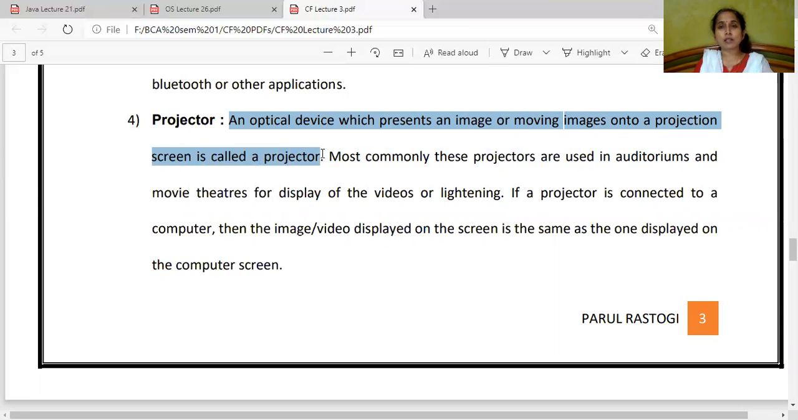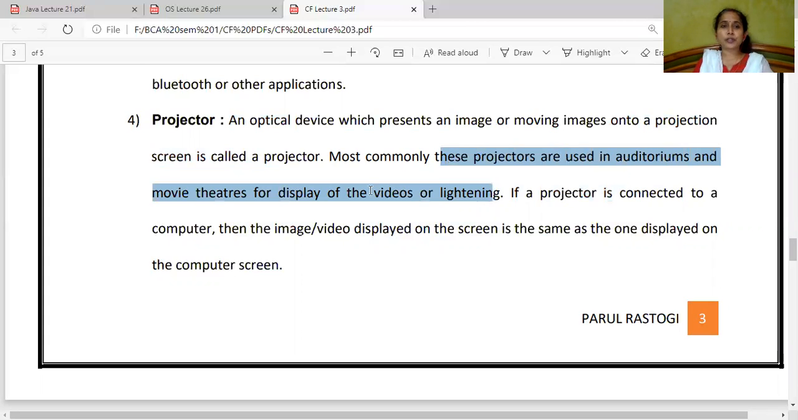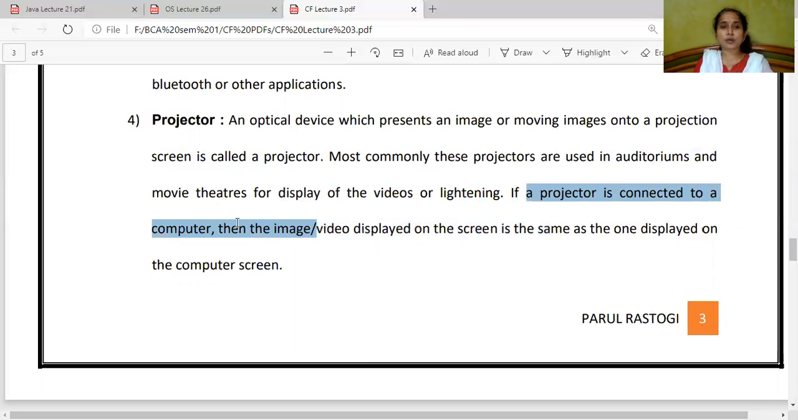Usually in conference halls or let's say in lecture theaters, we make heavy use of projectors. Most commonly, these projectors are used in auditoriums and movie theaters for displaying videos. If a projector is connected to a computer, then the image or a video displayed on the screen is the same as that one displayed on the computer screen.